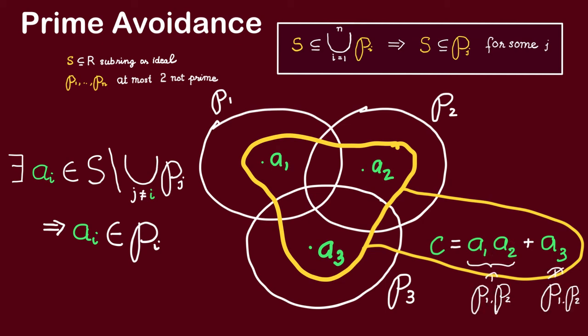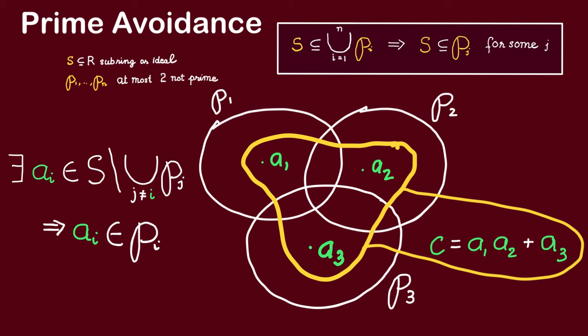Well, a1a2 lies inside P1 and also P2, but a3 doesn't lie inside either of these, so the sum cannot lie inside P1 and also cannot lie inside P2. Similarly, as a1 doesn't lie inside P3 and a2 does not lie inside P3, then since P3 is a prime ideal, we know that this product a1a2 is not inside P3. So then, this sum cannot lie inside P3. And thus c does not lie inside any of the Pi.